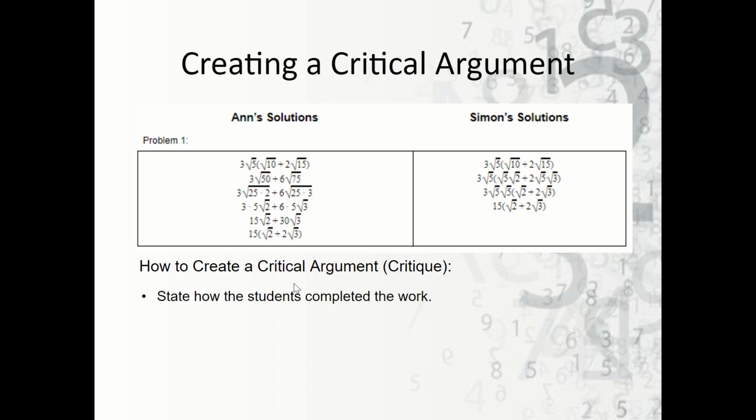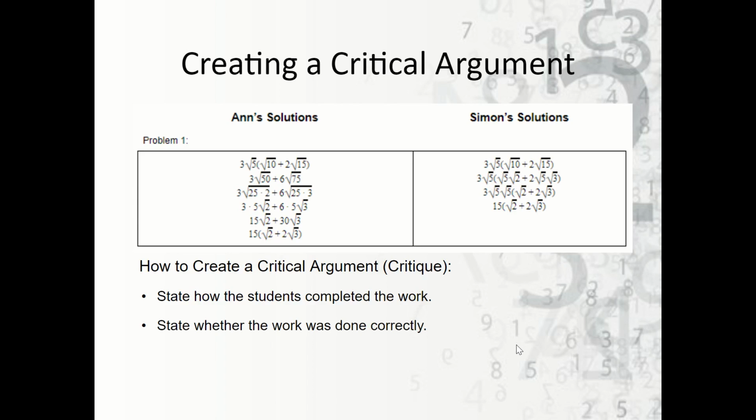So, how to critique a critical argument? First thing we need to do is state how they did it. So in this case, Anne just multiplied everything out, FOILed it, and then simplified. Simon, on the other hand, used grouping and difference of squares and things like that to be able to get there. So that would be his solution.